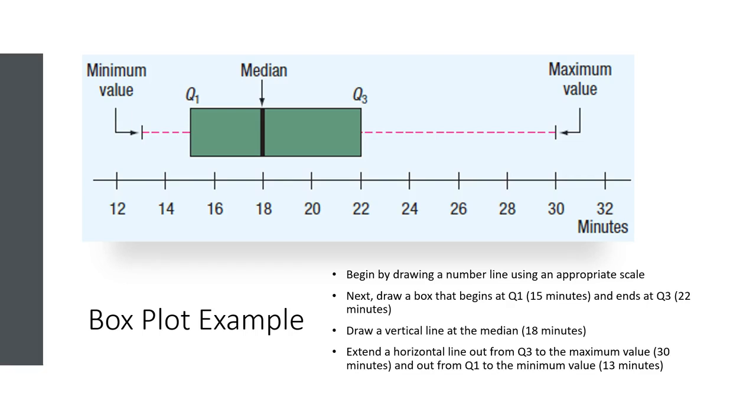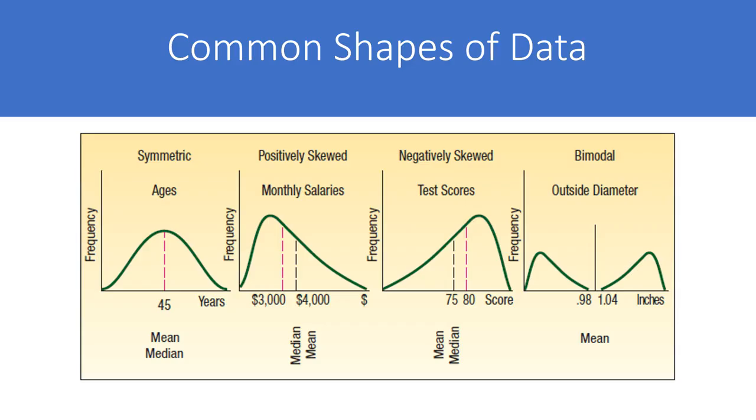So here's an example of a box plot, and here we see that the box plot of this data shows us that this data is positively skewed, since our dashed line to the right of the box, from 22 minutes to 30 minutes, is longer than the dashed line to the left of the box, from 15 minutes to 13 minutes. And since the median is not in the center of the box, we can also see that our data isn't completely symmetrical.